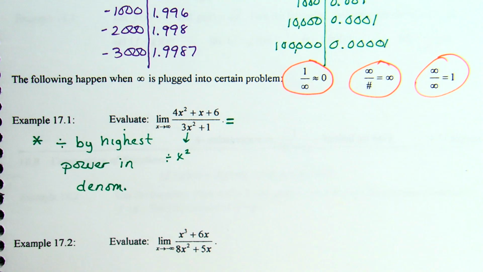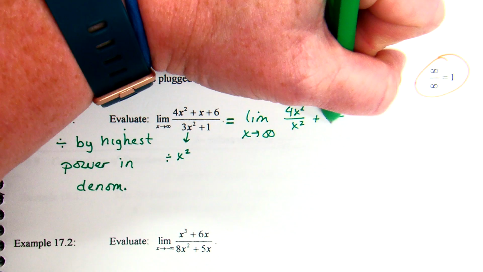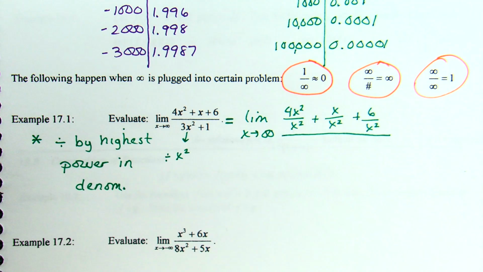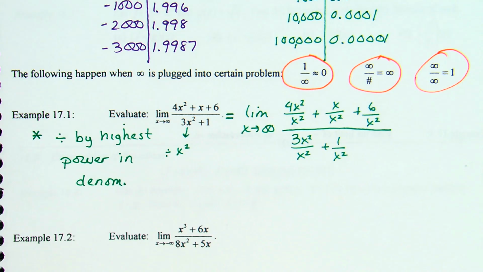So as I write this out, it's still the limit as x approaches infinity. And we're going to take 4x squared and divide it by x squared, plus x divided by x squared, plus 6 divided by x squared. We're going to do the same thing on the bottom: 3x squared divided by x squared, plus 1 divided by x squared. Okay? And as I said, this is not something you have to write out every time.